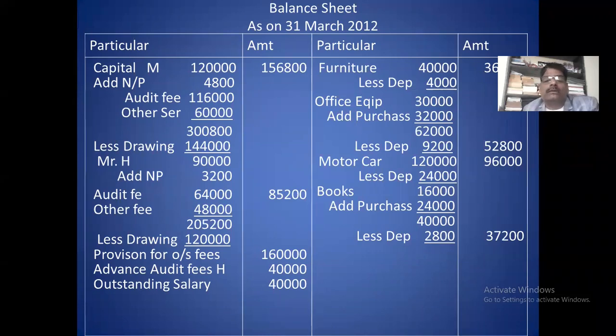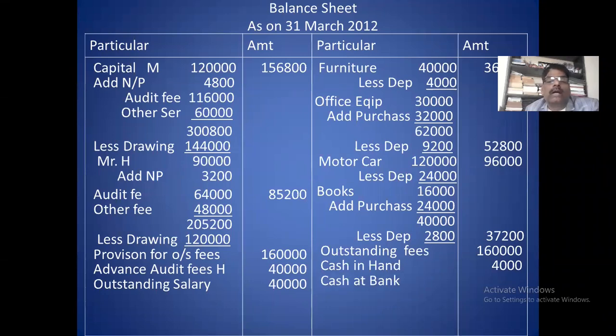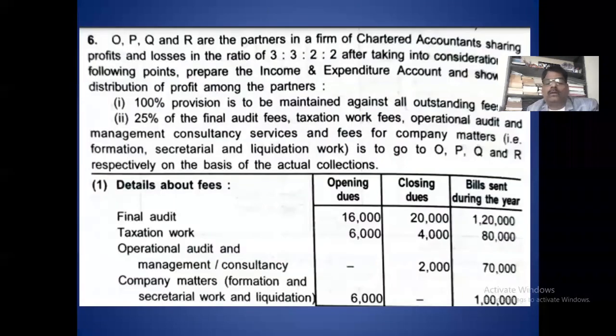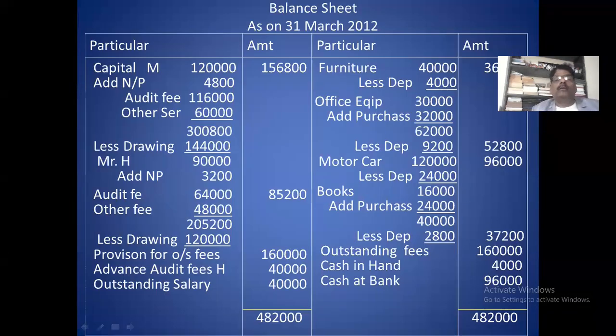The depreciation is 2,800. You calculate separately. 37,200 is the balance. Then outstanding fee you take 1,60,000. Cash in hand 4,000. Cash at bank 96,000. Then take the total. Total is 4,82,000. Okay. This is problem number 5.